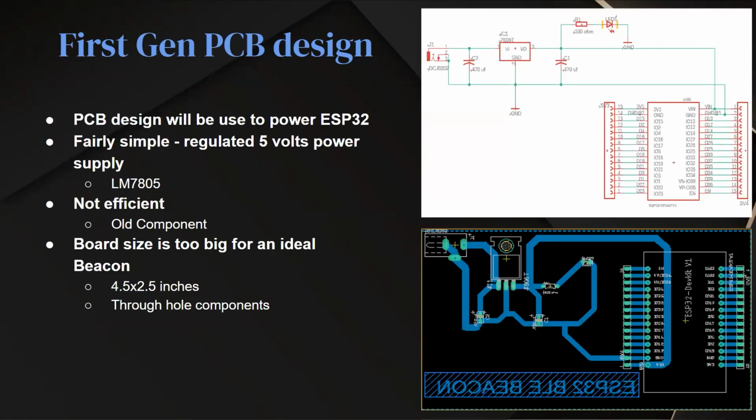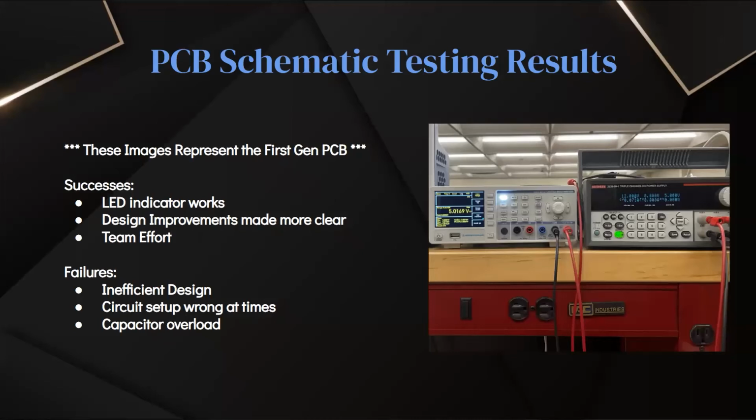So in our first gen PCB design, the goal there was to get something that worked essentially with a voltage regulator and something that would be consistent, and that was also small enough to fit in small spaces. Some of the results from our initial testing: we were able to get the voltage regulator to do its job and do a voltage drop down to 5 volts. And so that's displayed in the picture there.